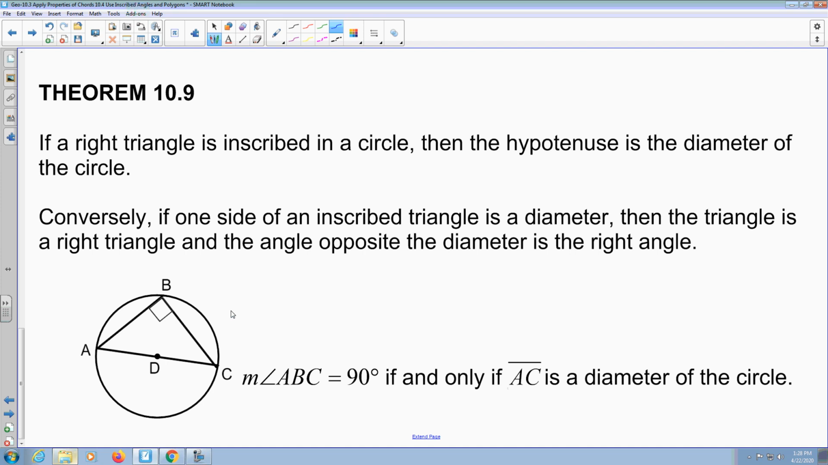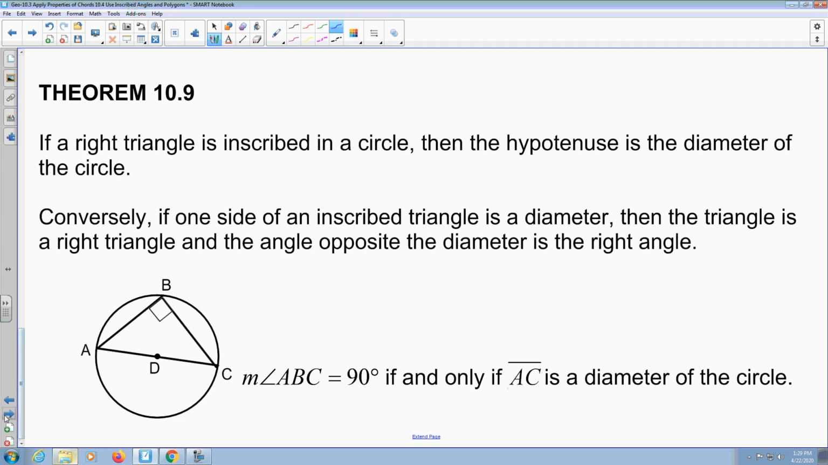We have a theorem here, 10.9, which states that if a right angle is inscribed in a circle, then the hypotenuse is the diameter of the circle. All right, and they also give us a converse of this. If one side of an inscribed triangle is a diameter, then the triangle is a right triangle and the opposite side of the diameter is the right angle. So they say here that the measure of ABC is 90 degrees if and only if AC is the diameter of that circle.